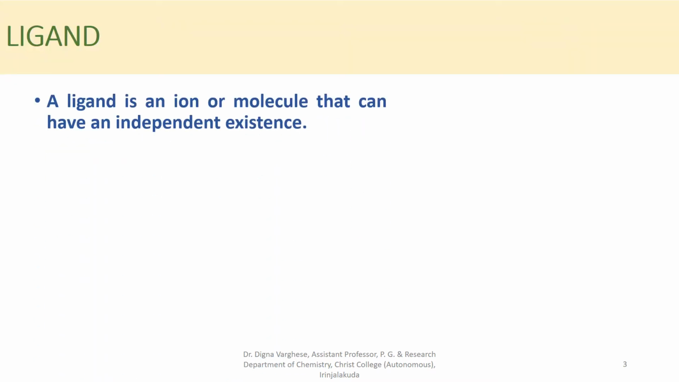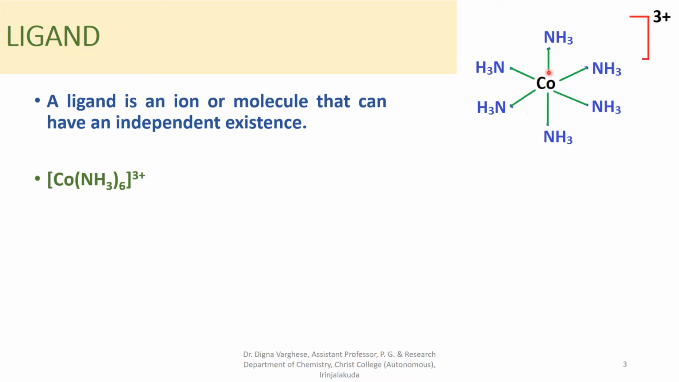Ligand. A ligand is an ion or a molecule that can have an independent existence. For example, the cobalt complex, the hexamine cobalt 3 ion. In this particular complex, cobalt is the central metal atom which acts as a Lewis acid that can accept electrons from the surrounding group of atoms or ligands. So ammonia is the electron donor. It acts as an electron donor or a Lewis base which donates electrons to the Lewis acid.